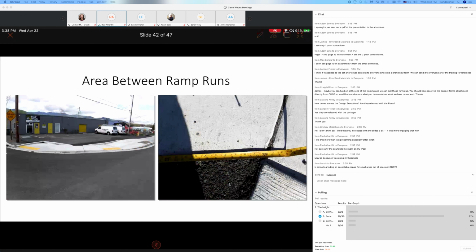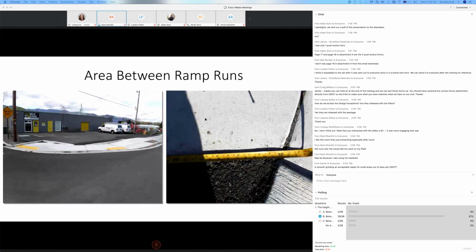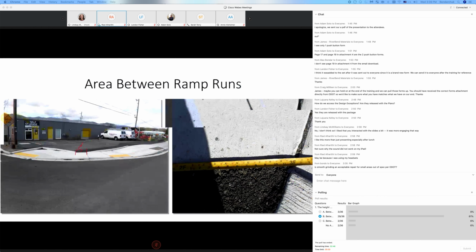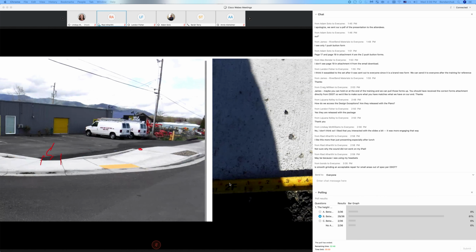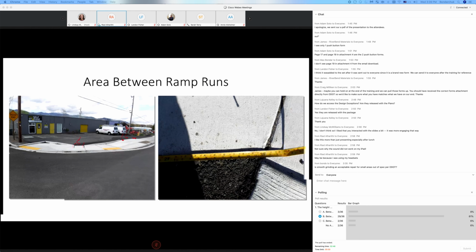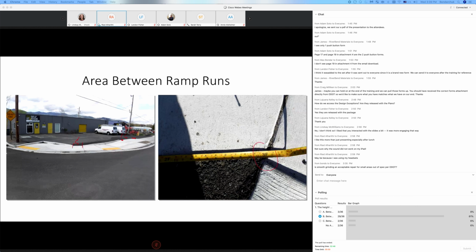Area between ramp runs. We talked about the 757 when we have two ramps. The distance between the two ramps from the back should be a minimum of 5 feet, and the distance between the top of the ramp run and the next driveway should be a minimum of 5 feet. In this case, it seems it's 3 feet, and that's a failure here. And if it's less than 5 feet, it would definitely be a failure.